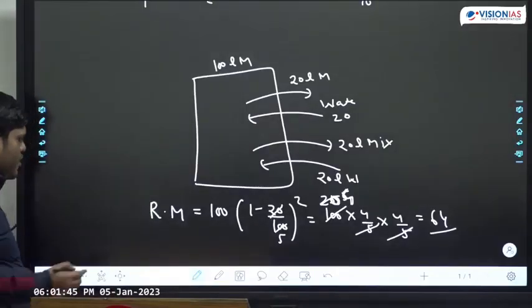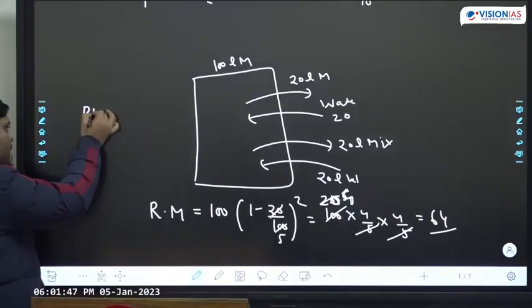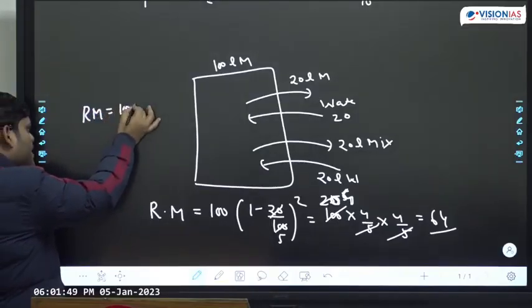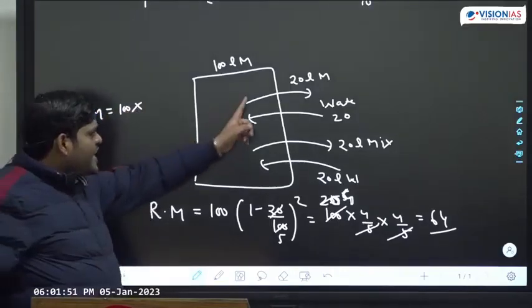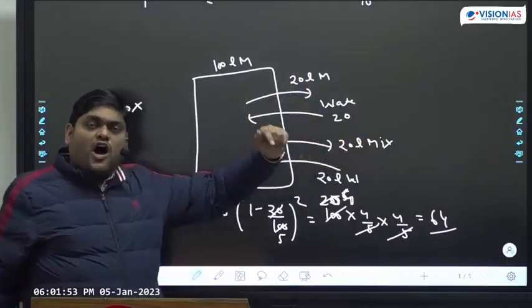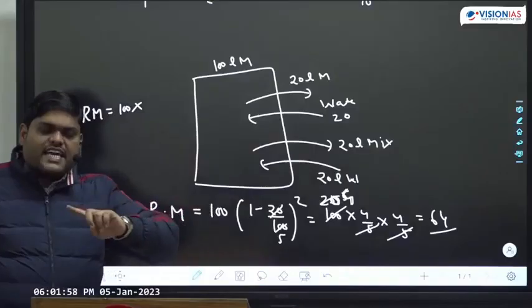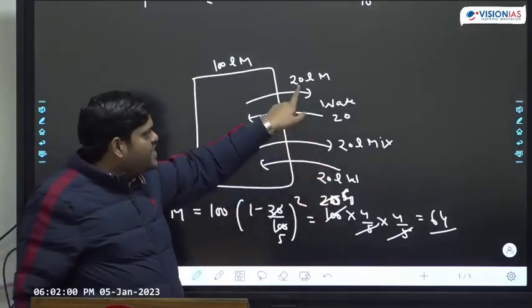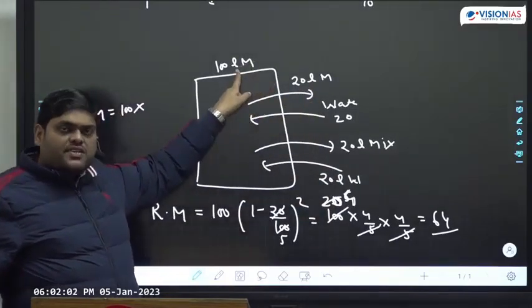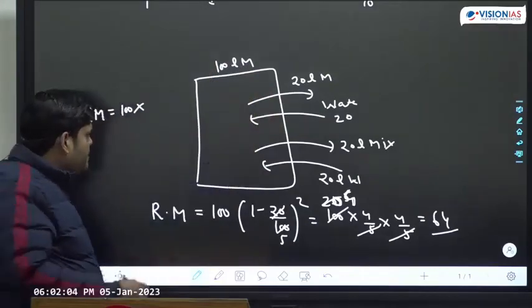How can we solve without the formula? We can say remaining milk is equal to 100 into, when you are taking 20% out, how much milk will be left? 80% of milk will be left. When you are taking 20% out, because 20 liter is 20% of this, that means 80% will be left.